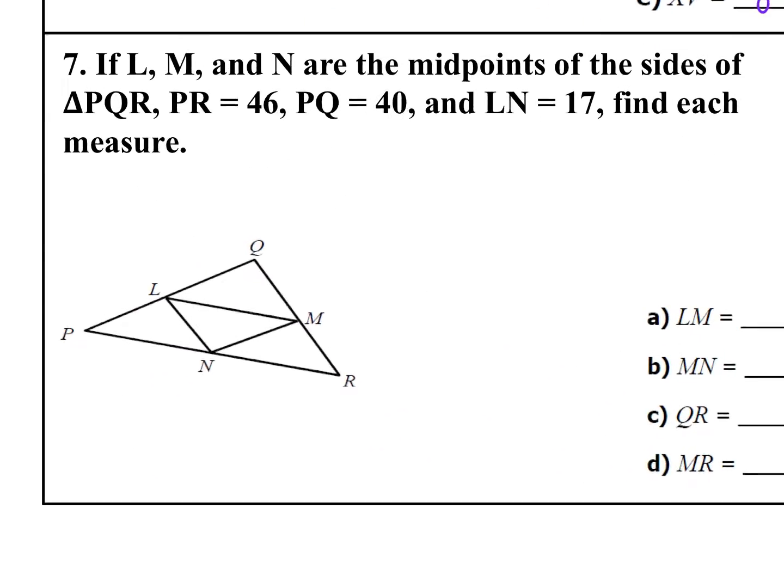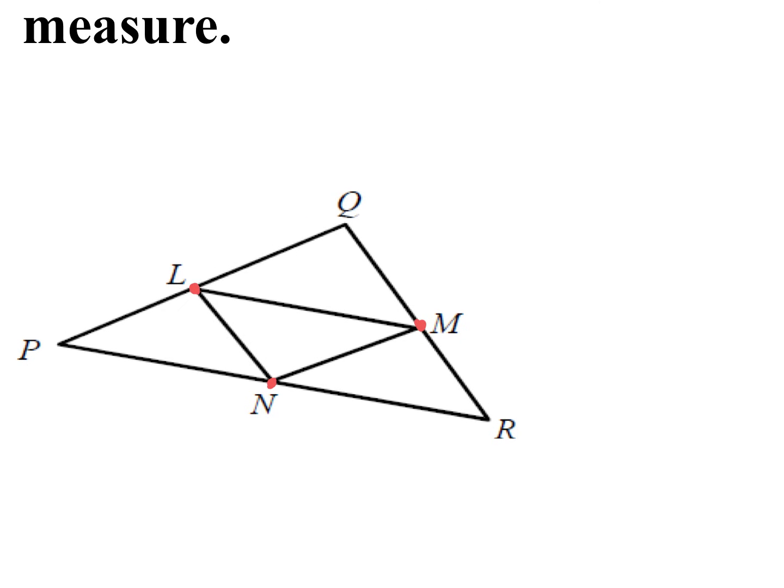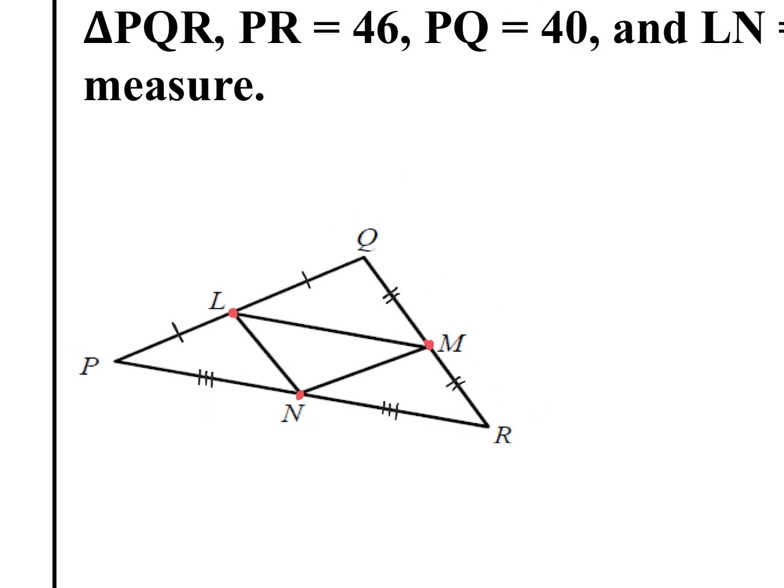All right, let's move on to number 7. Okay, for number 7, L, M, and N are midpoints of the sides of triangle PQR. So let's go ahead and label it. Since L is the midpoint of PQ, therefore PL is congruent to QL. If point M is the midpoint of QR, therefore QM is congruent to RM. And since N is the midpoint of PR, therefore PN is congruent to RN.